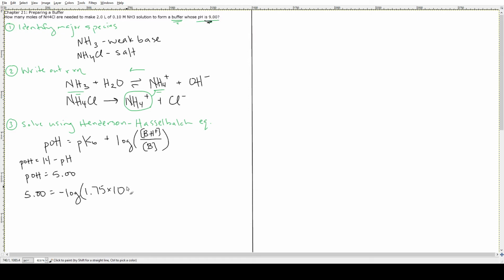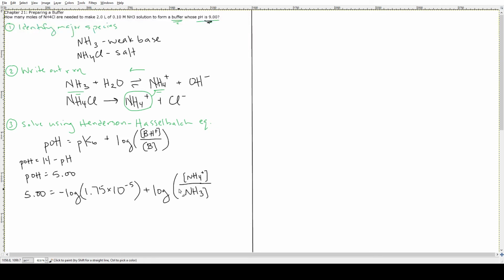Which is 1.75 times 10 to the negative 5. I'm just telling you that. It would either be given in your problem or you would be given a gigantic chart full of these values. Plus the log of the concentration of our ion, the salt. So in this case, our ion is ammonium, and the original weak base was ammonia.